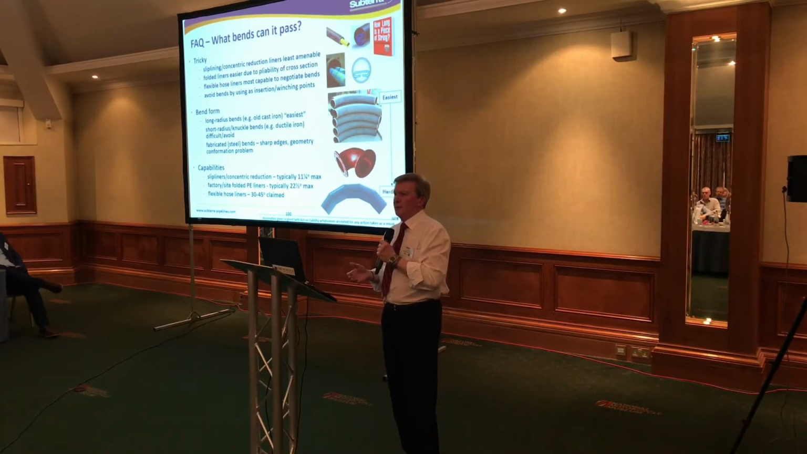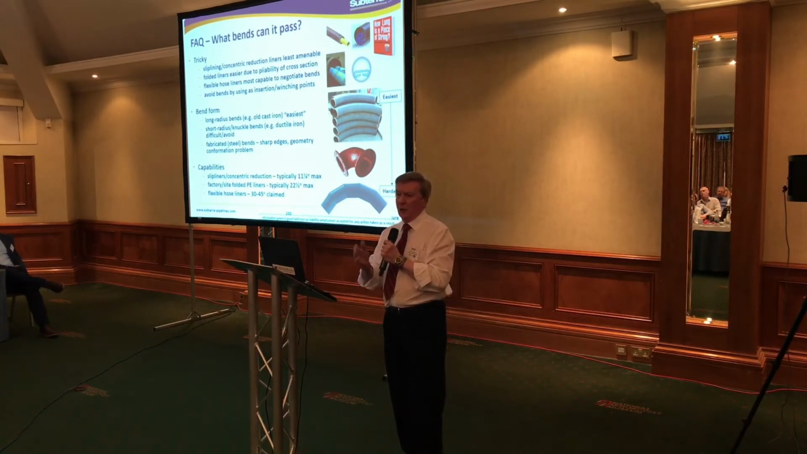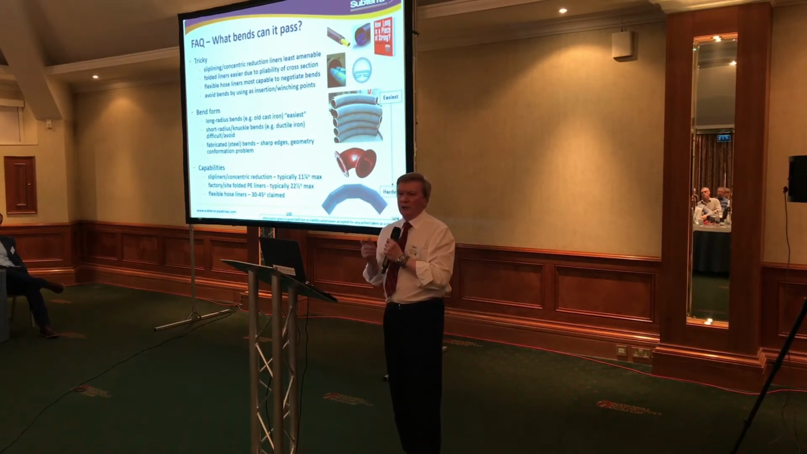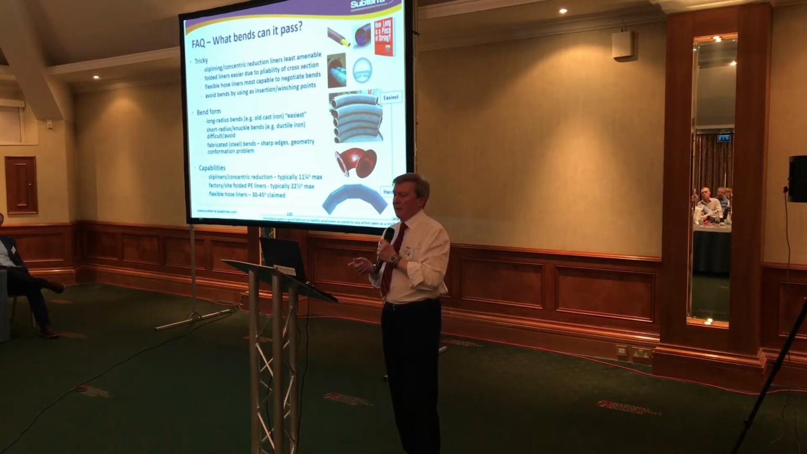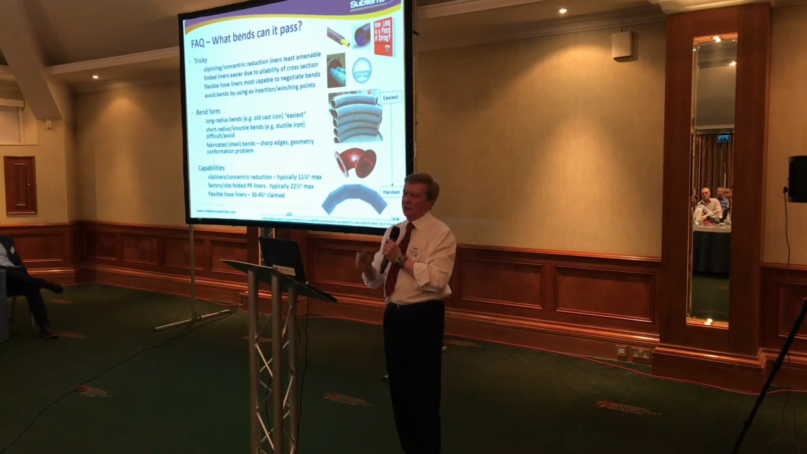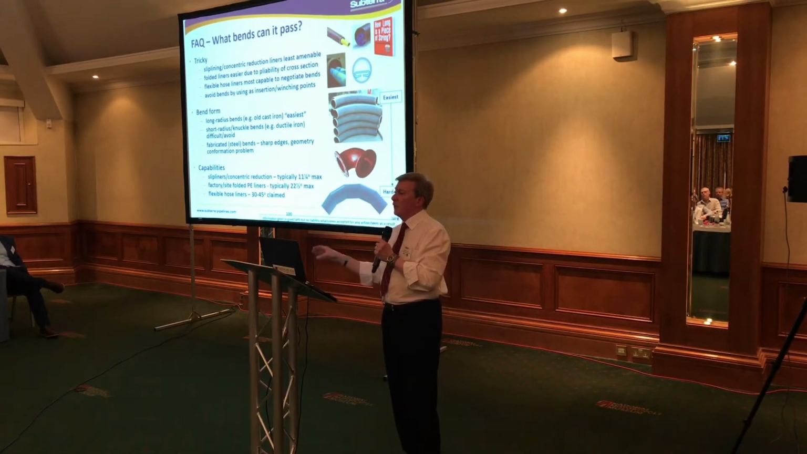The bend form is important. Long radius bends are the easiest to get round. We're talking about cast iron bends, the old vertically cast iron bends, or hot form steel bends. Short radius or knuckle bends are difficult and best avoided because of the very sharp radius. And steel pipeline bends fabricated by welding together mitred sections of steel are the worst of all because of the sharp edges you've got to get round and the difficulty of conforming to those bends.